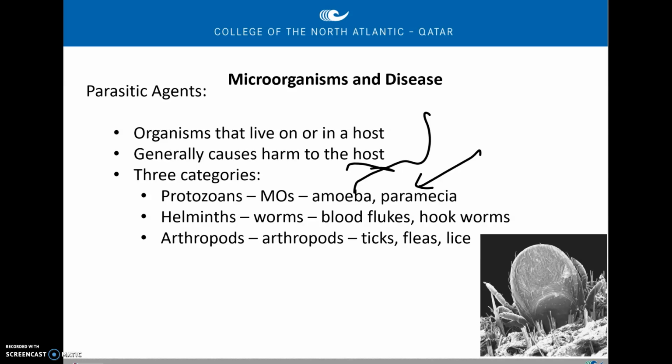We also have a group of animals which are worms, and we call those the helminths. When we're talking about worms, we're talking about blood flukes or hookworms. We can also be talking about tapeworms or ascaris, the roundworms like we looked at in lab. And then the third group are our arthropods. These are going to be ticks, fleas, lice. In the lab, we looked at bed bugs. And the most common parasitic arthropod is going to be the mosquito.